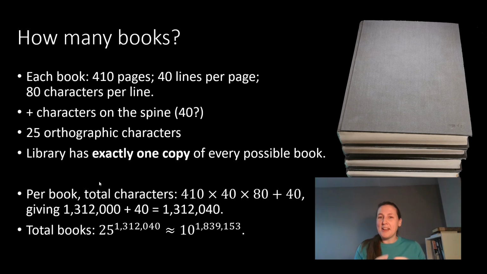So how many books does that mean there are? Well, it's a bit like with our sonnets, we do this multiplication. Each of these one and a bit million characters, there are 25 choices for. So it's 25 choices for the first character times 25 for the next times 25 times 25. It's this huge power of 25. 25 raised to the power 1,300,000 and so on. Approximately, that's 10 to another vast number, 1.8 million.